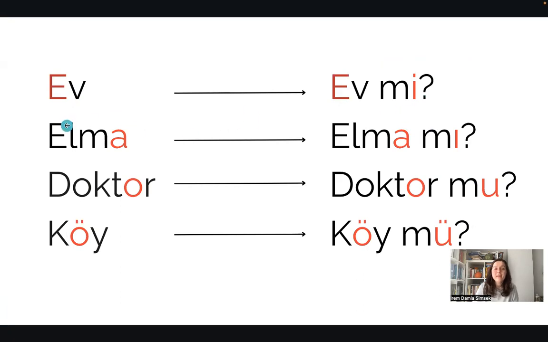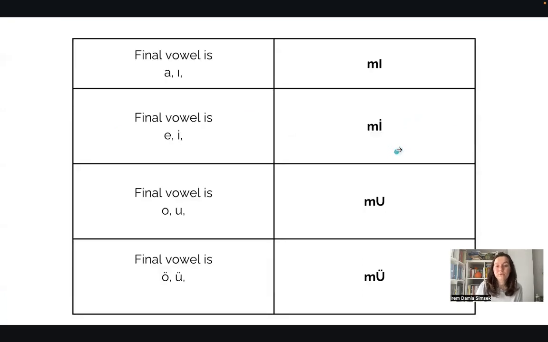Repeat after me. Ev mi. Is that a house? So the second word, elma, it means apple. Elma. Tekrar lütfen. Elma. So you have to use elma mı, because the final, so you need this.